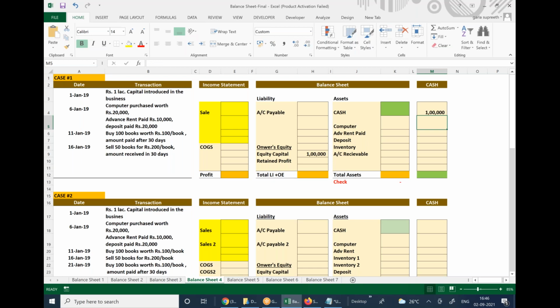Next, computer purchase worth rupees 20,000. So that means computer is an asset. It goes on the balance sheet on the right side where it will be 20,000. What else should I change? Excellent. It has to be deducted from the cash. How did I pay 20,000 to buy the computer? Obviously, I would have drawn money from the bank and paid the supplier for me to buy the computers. So that means in my bank, there is a minus 20,000.